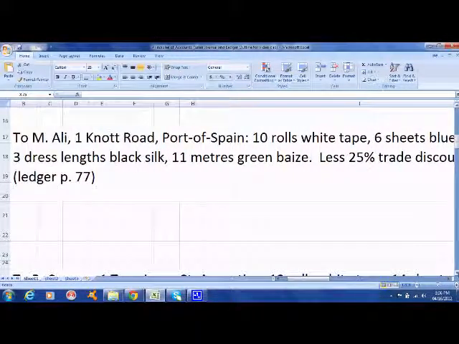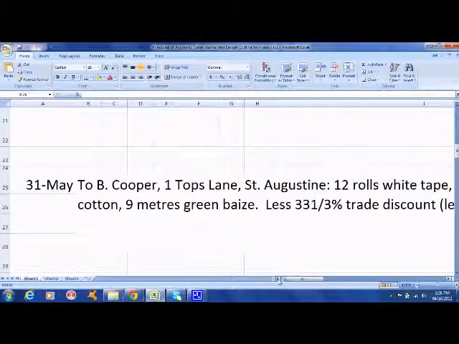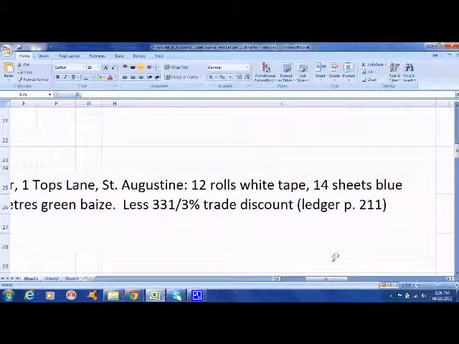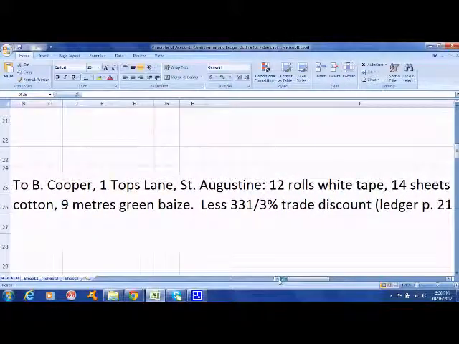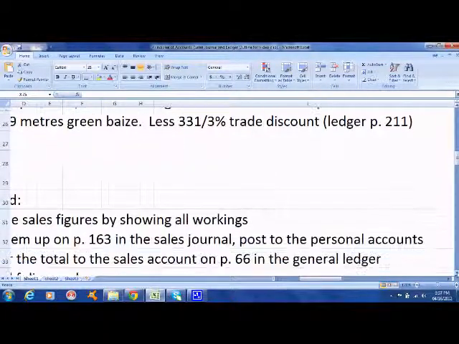Then we go down to the question, May 21 to B. Cooper, 1 Tops Lane, St. Augustine, 12 rolls white tape, 14 sheets blue cotton, 9 meters green bias, less 33 and 1/3% trade discount. Whenever we see 33 and a third, we use 1/3 to calculate. And the page number is page 211 of the sales ledger.